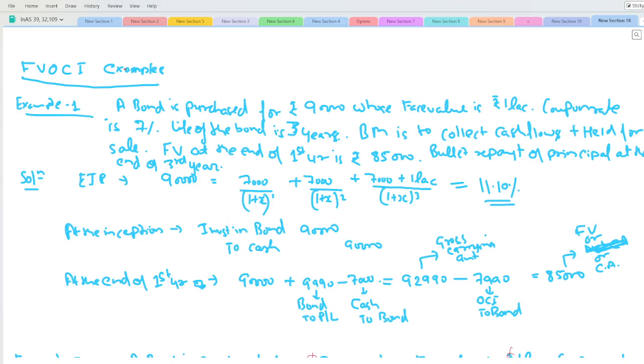So I've taken three cases here. One is a simple case, and then another one is the exchange rate case, where your investment is done in another currency. Then how the FX impact will be taken, because there Ind AS 21 is also coming into the picture. And the third thing is impairment. It will be a short video, so it will give you an understanding about FVOCI, and why it is a little bit challenging from the computation point of view.